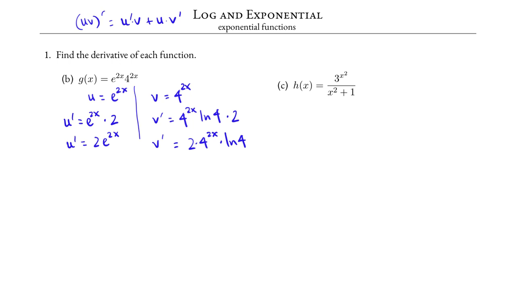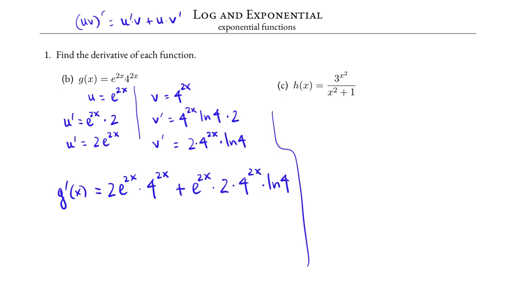Putting all of these together, we have g prime of x equals u prime, which is 2e to the 2x, times v, which is 4 raised to 2x, plus the second term, u v prime, where u is e to the 2x, and v prime is 2 times 4 to the 2x times ln of 4. And we can leave the answer in that form.